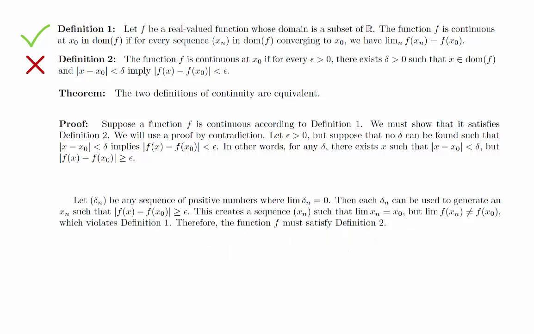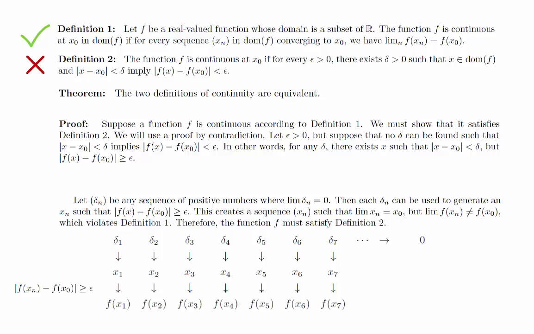Now let delta sub n be any sequence of positive numbers where the limit of the delta n's is equal to 0. Then each delta n can be used to generate an x sub n such that the absolute value of f of x sub n minus f of x0 is greater than or equal to epsilon. This creates a sequence x sub n such that the limit of x sub n is equal to x0, but the limit of f of x sub n is not f of x0, and this violates definition 1. Therefore, the function f must satisfy definition 2. We will now prove the other direction.